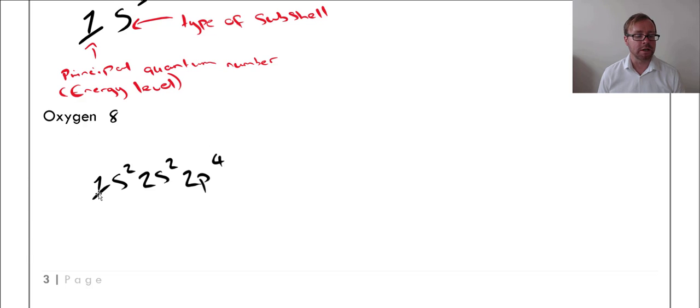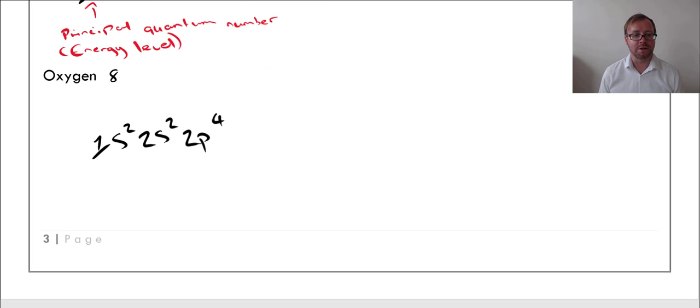So I have 2 electrons in the s subshell on the first energy level. I have 2 electrons on the second energy level contained within an s subshell and s orbital, and then I have 4 electrons on the second energy level again that are contained within a p subshell and 3 p orbitals. Okay, we'll do lots of practice, so don't worry too much if this gets confusing at the minute.